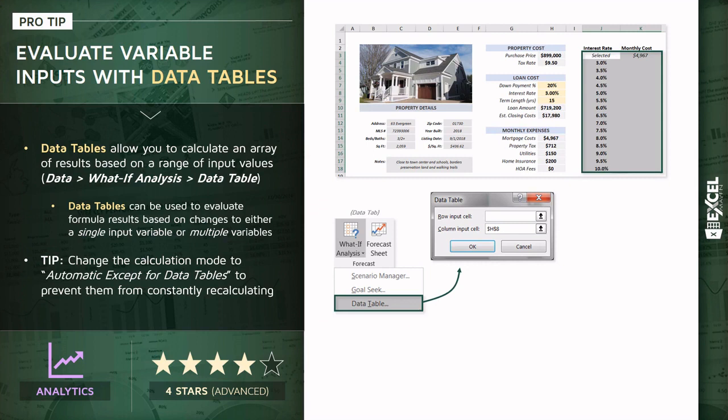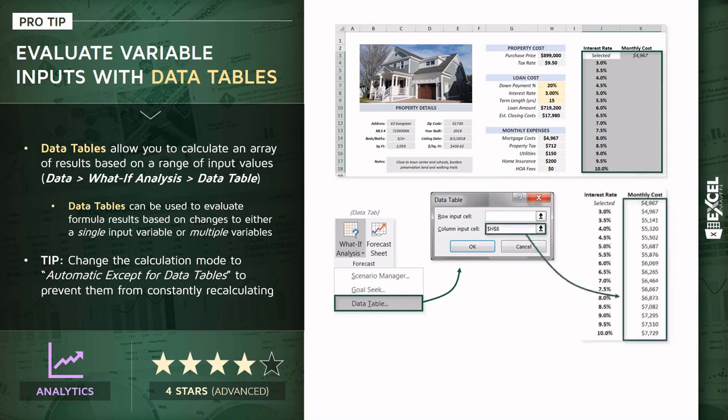And in this particular demo, all we have is a column containing that range of values, and the cell in which we want to test that range of values lives in H8. So by treating H8 as the column input, Excel is able to spit out this entire array of results right there in column K based on the range of interest rates in column J.